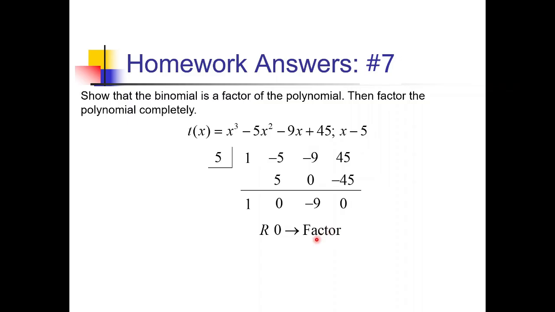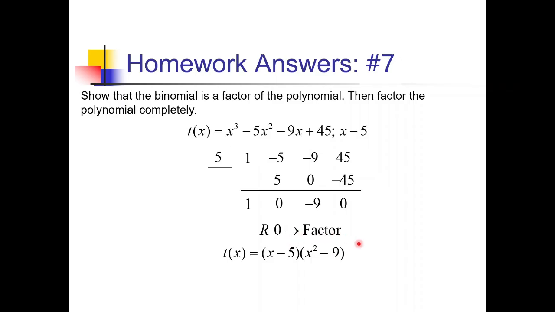Now what this means is I can write x minus 5 literally as a factor of t of x. And next to it, when I factor this and break this up, I can put the quotient of this t of x here. So this 1 represents a 1 x to the second power. It's one exponent lower than we started with. This 0 represents a 0x that we don't need to write. And then negative 9 is just itself.